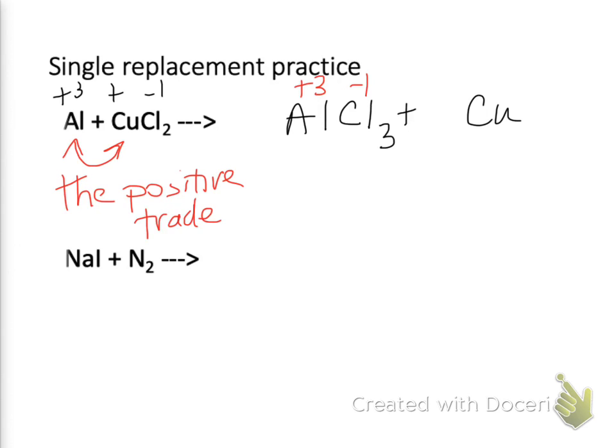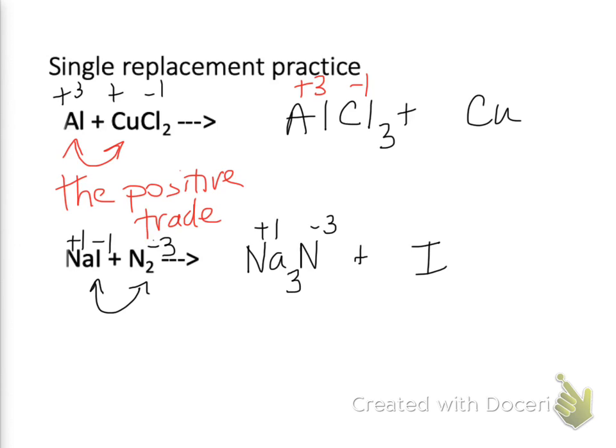For the second problem, again, identify your charges. Sodium's a +1, iodine's a -1, and nitrogen's a -3. In this case, my two negative ions will trade places. Sodium joins up with nitrogen, and iodine is left alone. Sodium has a +1 charge, nitrogen has a -3 charge. When I crisscross my charges, the correct compound is Na3N.